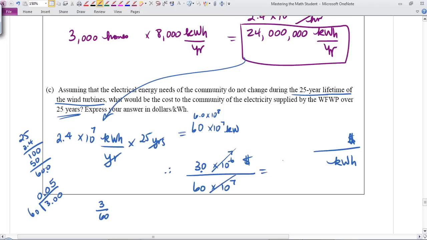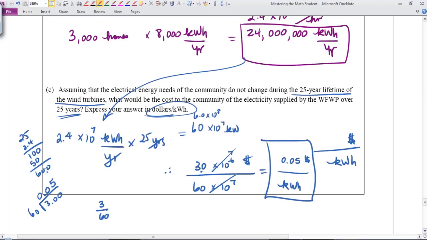So the total cost then is $0.05, because isn't that how they asked me to do it? Dollars in kilowatt hour, even though it looks silly. It'd be better to say a nickel per kilowatt hour. A little bit of a mess, but we got there.